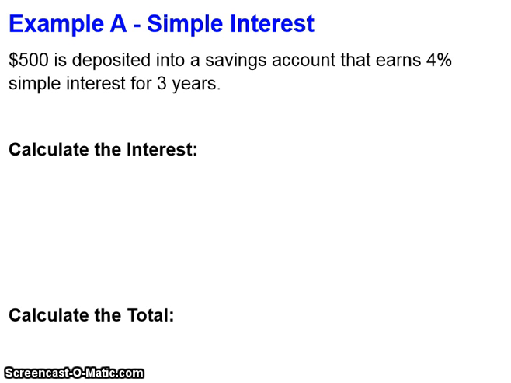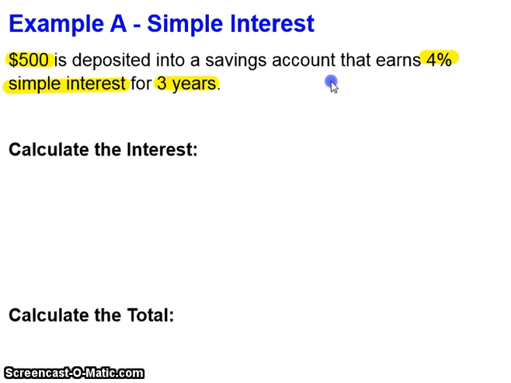Alright, let's look at our first example. This is $500 deposited into a savings account that earns 4% simple interest for 3 years. First I need to highlight. Anytime I have a word problem, I want to highlight the important information. I know that 500 is important, 4% simple interest is important, and 3 years.